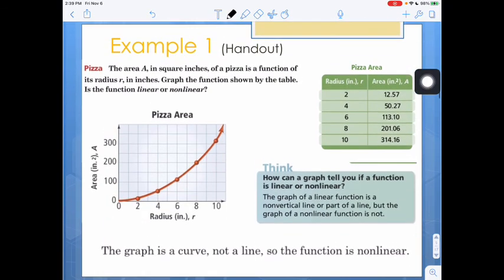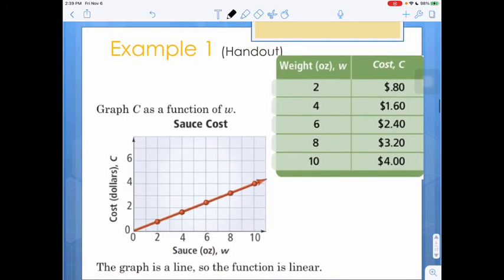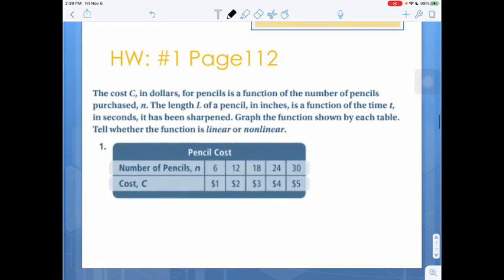The work for these separate pieces is on the next few slides. And then we have homework number 1.